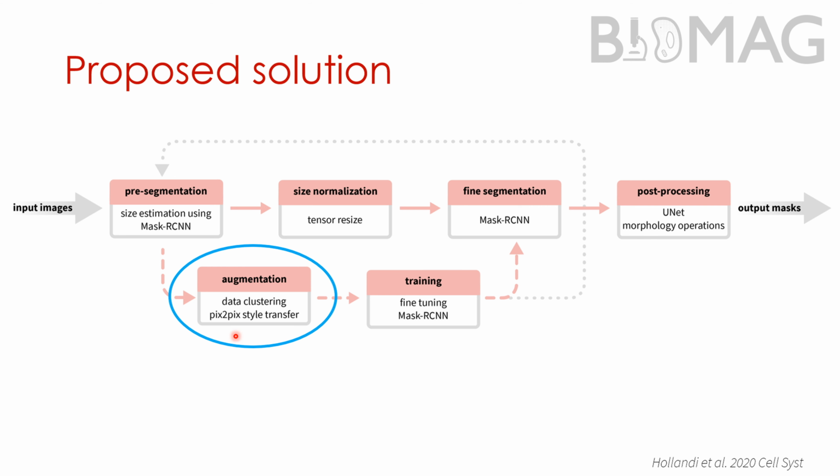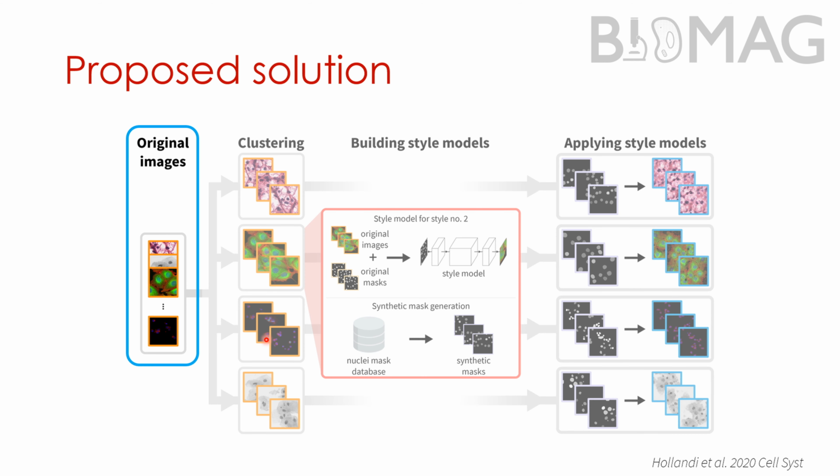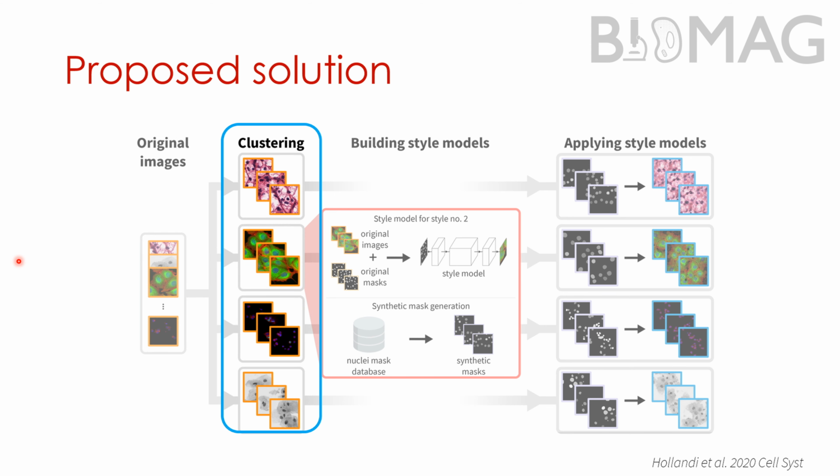Here comes the style transfer part, for which we use the pix2pix implementation. We begin with a heterogeneous set of original images that can contain cell culture images, tissue images, acquired in bright field or fluorescent mode, different stainings, different cell lines, etc. And based on their visual appearances, we cluster them into different groups. And for each of these clusters, we build a style model.